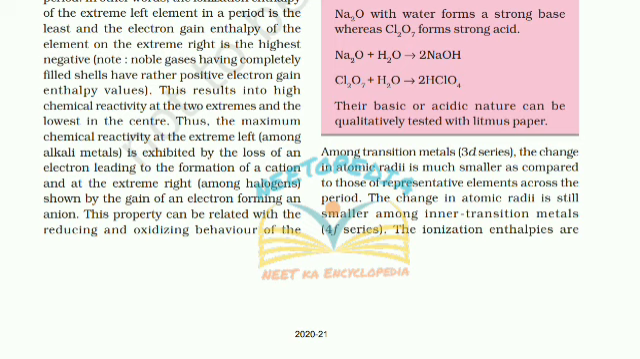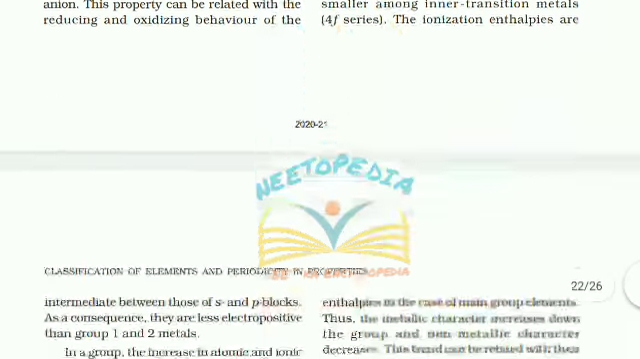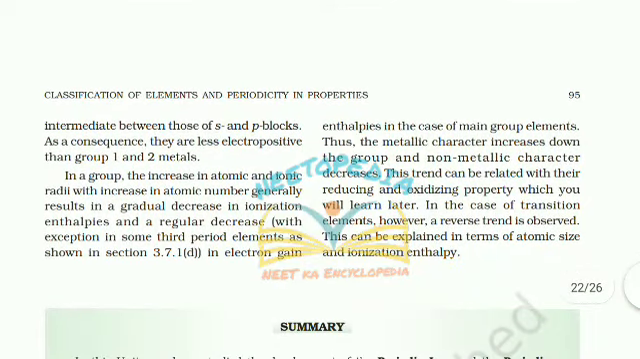Among transition metals, the 3d series, the change in atomic radii is much smaller as compared to those of representative elements across the period. The change in atomic radii is still smaller than inner transition metals. The ionization enthalpies are intermediate between those of s and p blocks. As a consequence, they are less electropositive than group 1 and 2 metals.